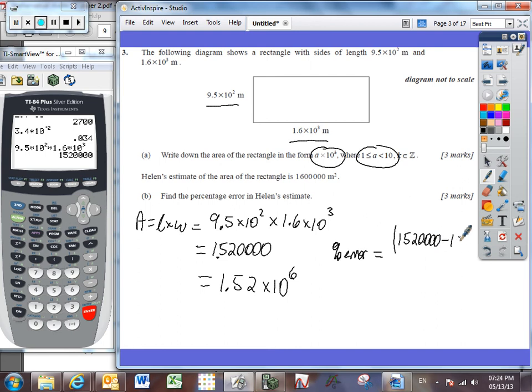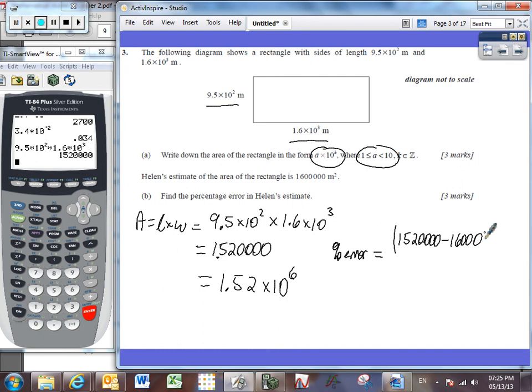1,520,000 minus, and she estimates it to be 1,600,000. And this difference, I'm going to take the absolute value of the difference to make sure it's positive. I need to divide it by the exact amount. So I'm comparing this difference between the exact measurement and her estimated measure, that difference divided by the actual measure, to see relatively how off that estimate is.